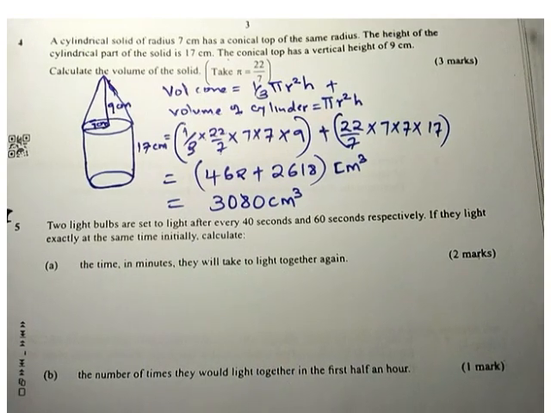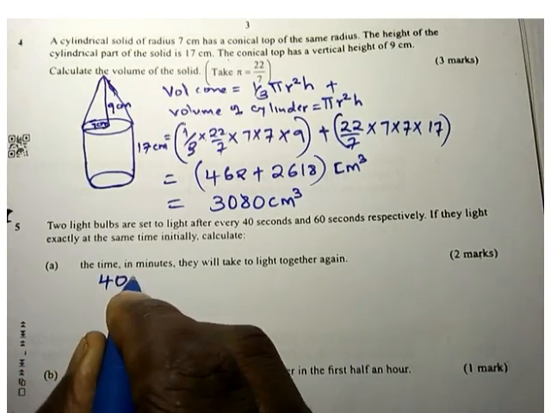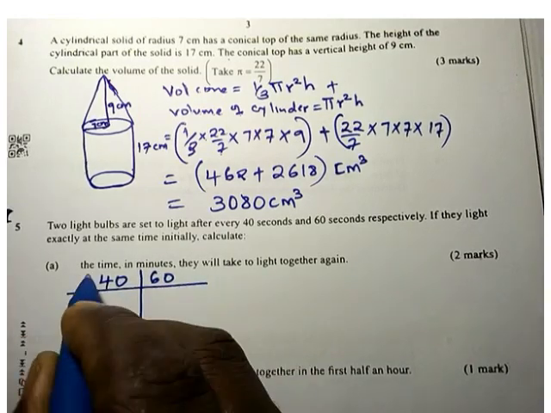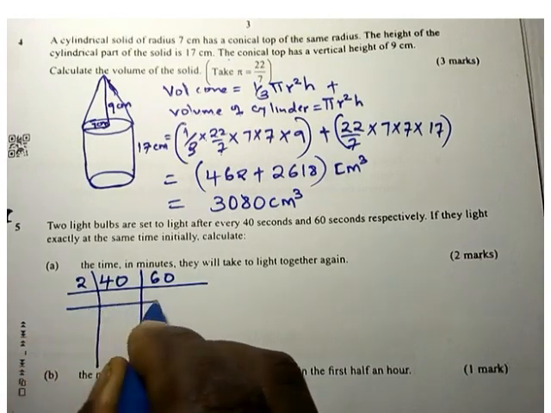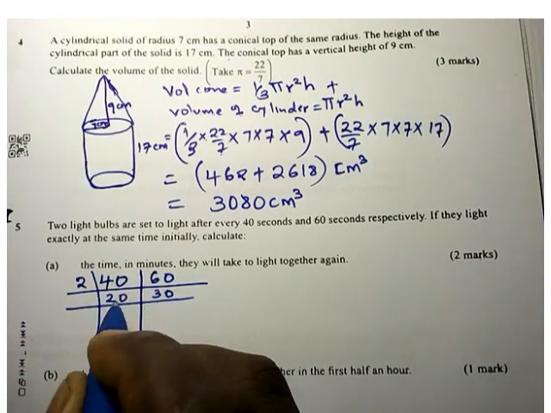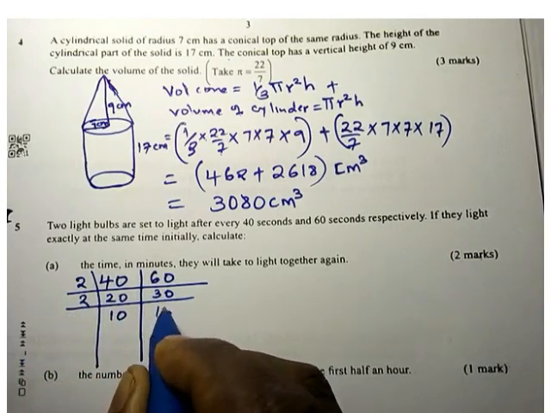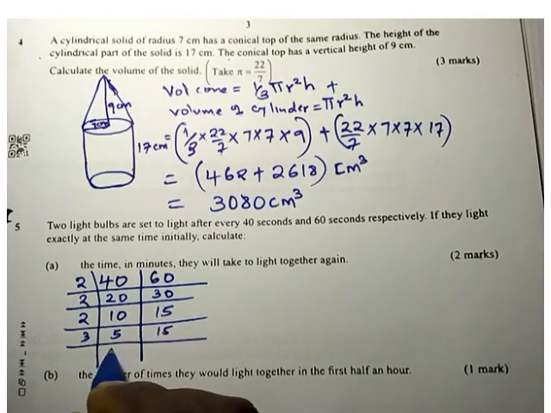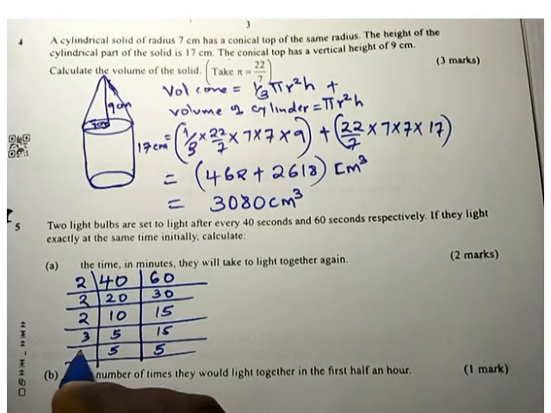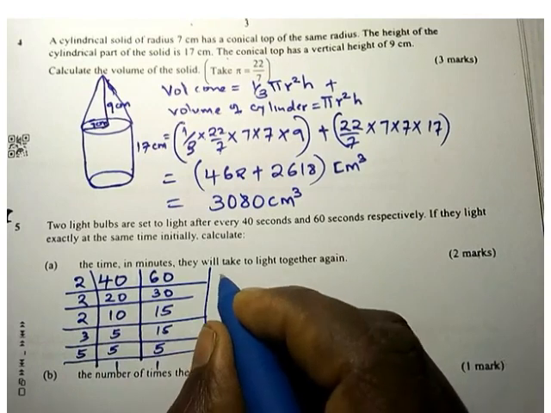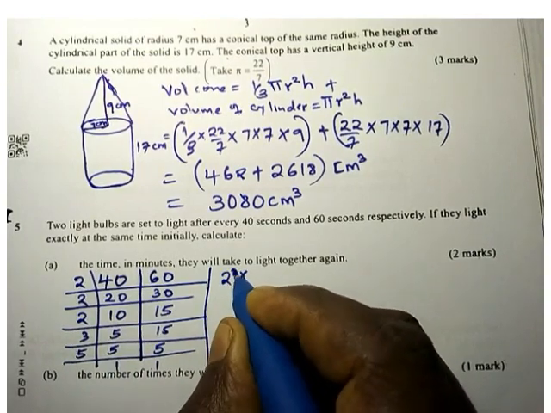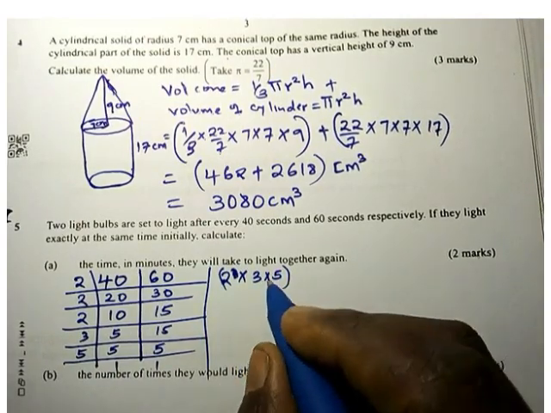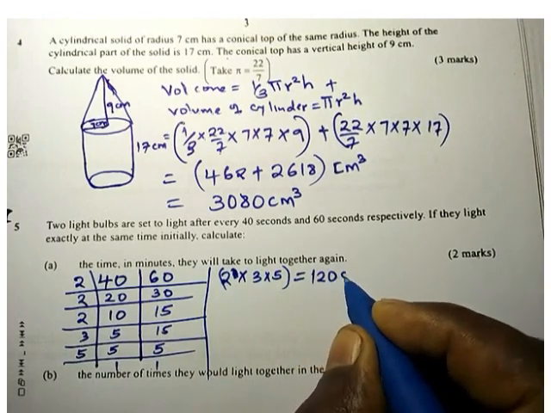Here, you are supposed to find the LCM of 40 and 60. We start with 2. This one is 20, 30. We go 2 again. This is 10, 15. 2 again, 5, 15. We go to 3, 5, 5. We go to 5, 1, 1. So it will take 2 cubed times 3 times 5 seconds to light at the same time again. This one is the same as 120 seconds.